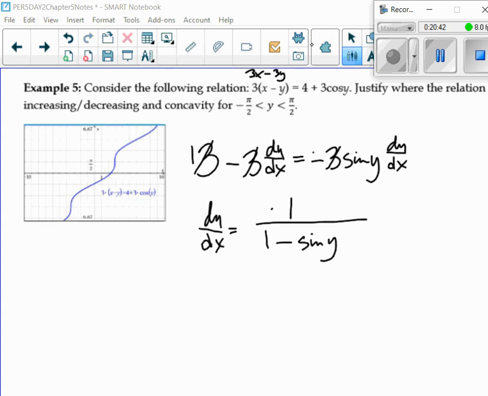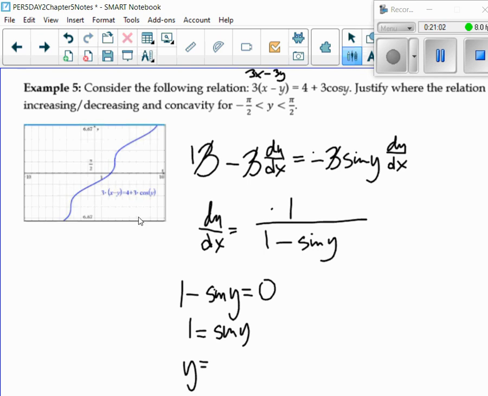Okay, so critical point. It equals 0 or undefined, so it'll never equal 0 at the top. So 1 minus sine y equals 0. So 1 equals sine y. So y equals pi over 2, but pi over 2 plus 2k pi, where k is an element of the integers. Yes?